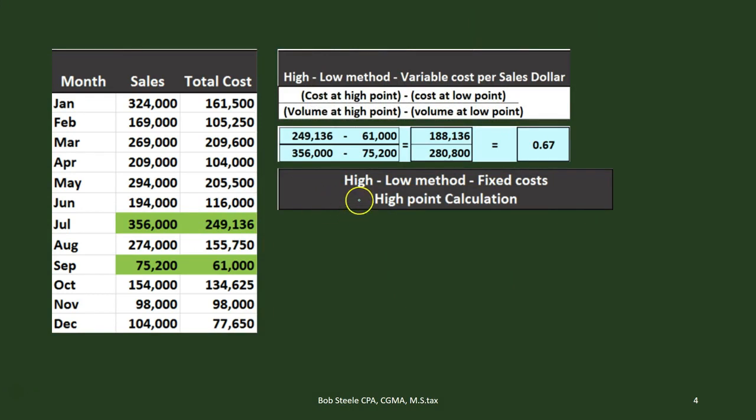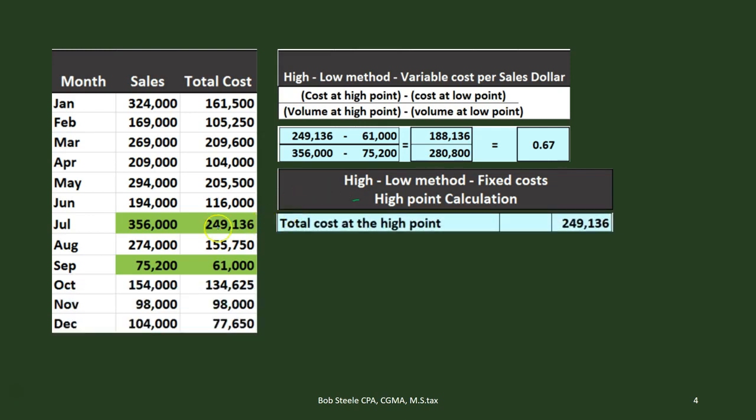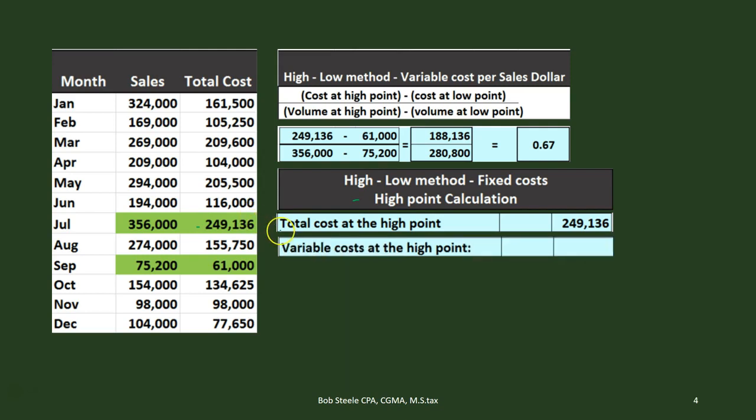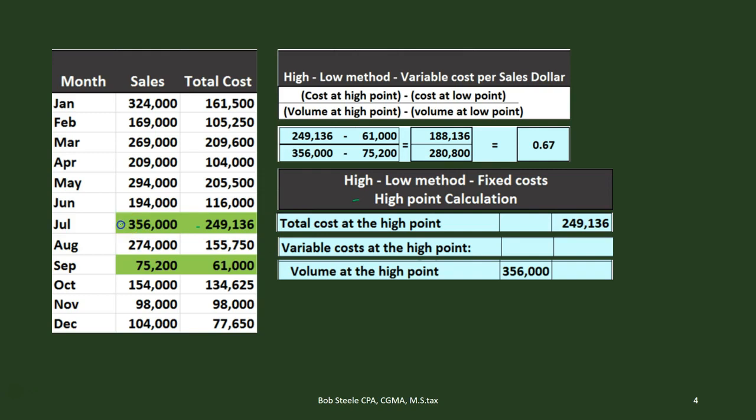All right, so we're going to calculate the high-low method. We're going to calculate the high point to see how the allocation could work, and then break out what the variable and fixed cost would be. Here's the high point. We have the total cost of 249,136, and we want to break that out between a variable portion and a fixed portion. To do that, we do the variable cost at the high point calculation. We take the volume at the high point, in terms of sales dollars, the 356,000.